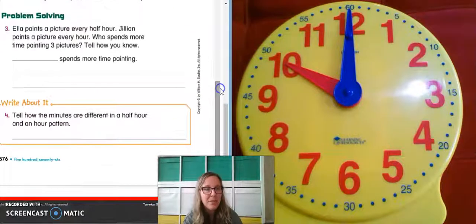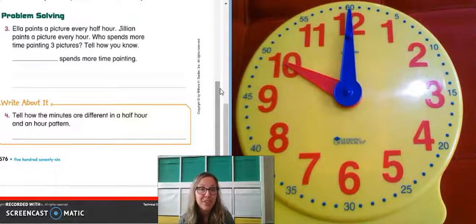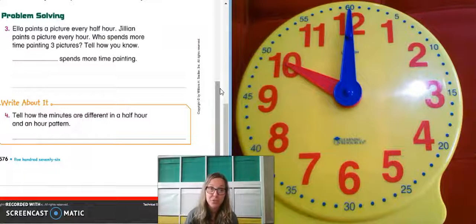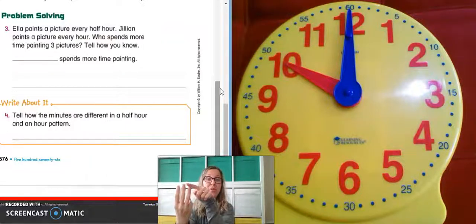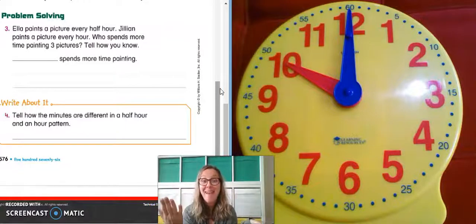And the problem solving says, Ella paints a picture every half hour. Jillian paints a picture every hour. So who spends more time painting 3 pictures? Tell how you know. Well, we know that a half hour is 30 minutes. So if she's painting 3 pictures, that would be 30 plus 30 plus 30, which would give us 90.